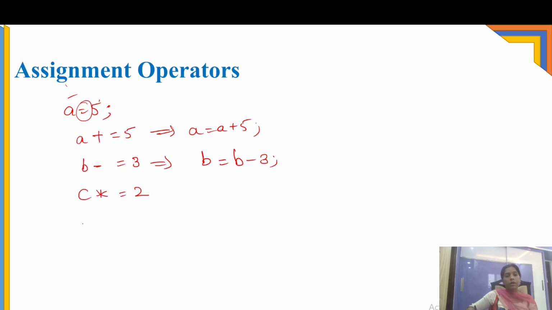C, D, E, like this. This means C equals C into 2, D equals D modulus 3, E equals E by 2. These are the different types of assignment operators. Okay.